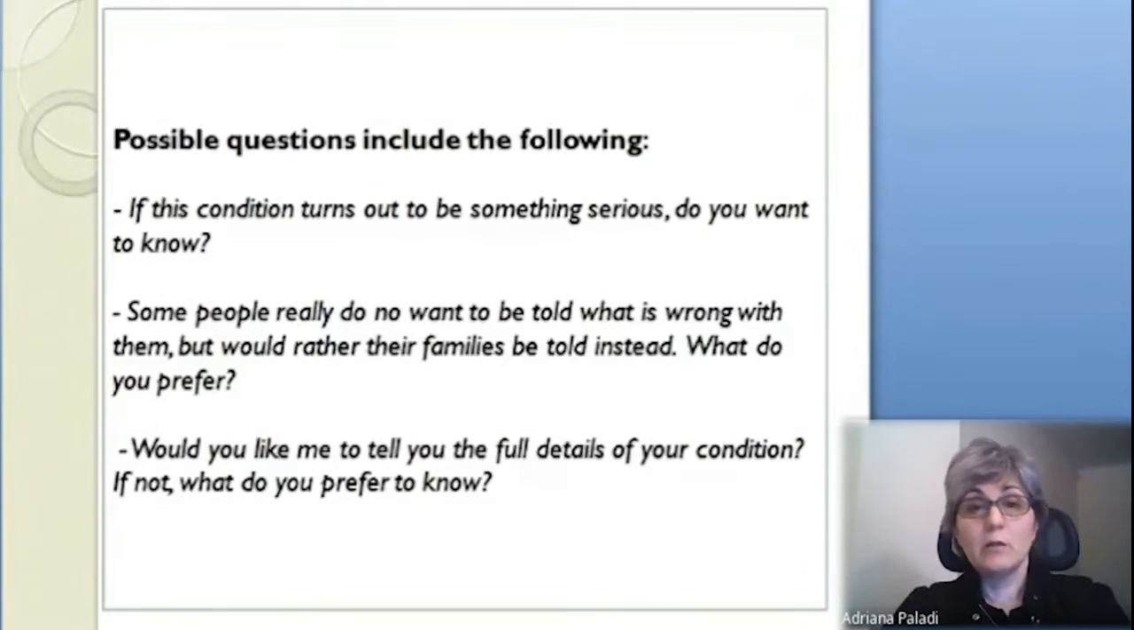If the patient prefers the family to be informed, you should get the contact number of the family member delegated by the patient and establish another meeting with this delegated person. If the patient prefers to be informed, you should proceed with the subsequent step.